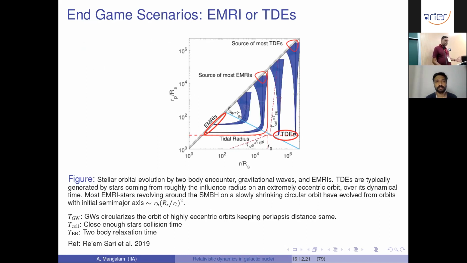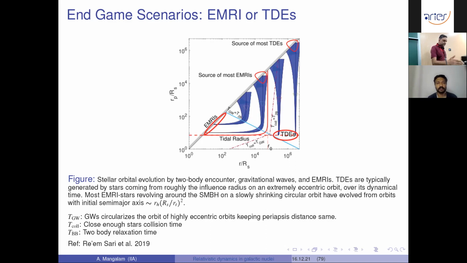Either you get MREs or you get TDEs. What is the source of most TDEs? The source of most TDEs are objects which are very far away. You can see the pericenter as a function of RS, and the distance as a function of RS. So they're coming from very far away, on nearly radial orbits, and they hit this line, where the time for gravitational waves is roughly the 2-body time, and that describes one radius. And then they hit the tidal radius, which is a horizontal line that you see.